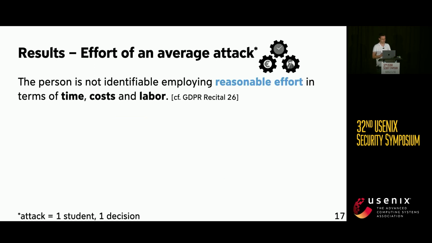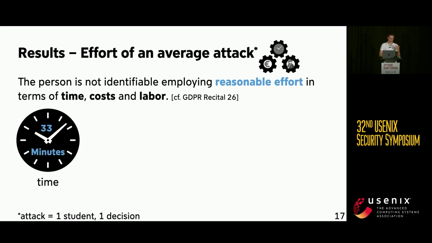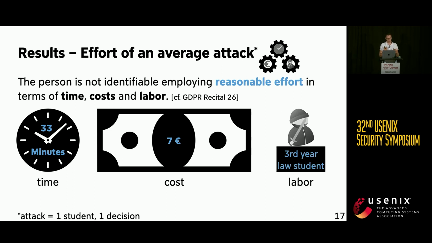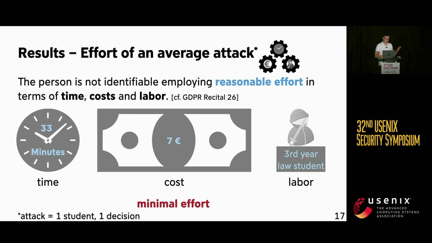If we move our attention to effort, we need to talk about the time, cost, and labor that we employed. So the average attack, meaning one student attacking one decision, took 33 minutes and cost €7 as we paid the legal minimum wage at the time of the experiment. The students were 3rd-year law students on average. They only had experience in reading court decisions, but they have not yet graduated. So arguably, the effort that was employed in this experiment was minimal. But if it was minimal, it was also reasonable, which is why the following results are not only de-anonymizations in a technical, but also in a legal sense.